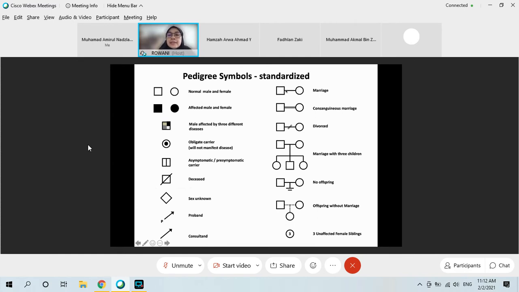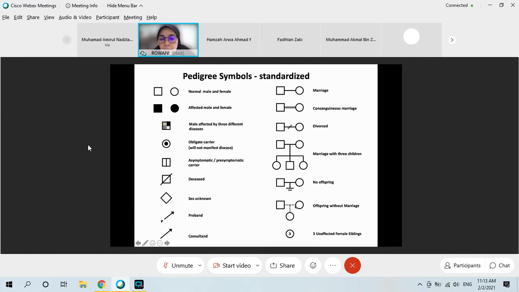A straight line in between two individuals indicates marriage. If the male and female are related by blood, there is a blood relationship, so they are consanguineous, and you draw a double line. If they are divorced, you just put a double slash there. And this is marriage with children, in this case 3 children, and here, marriage without an offspring.